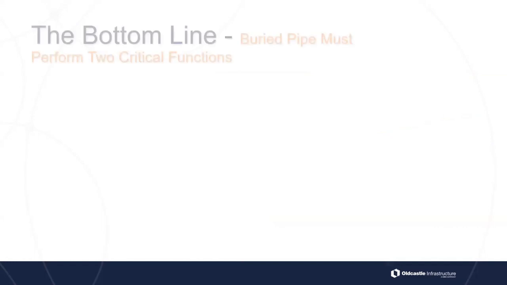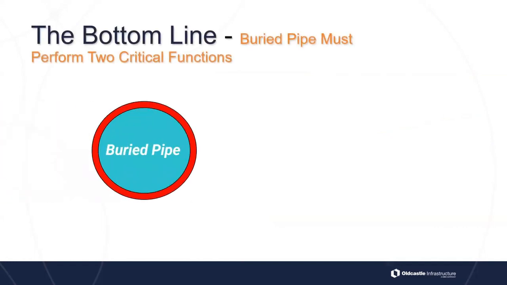So before we jump into that, we need to establish a baseline of understanding for different pipe materials and what the purpose of a pipe really is. The bottom line is that buried pipe must perform two critical functions. The first one is that it has to act as a conduit. Every pipe has a purpose of getting something from point A to point B.